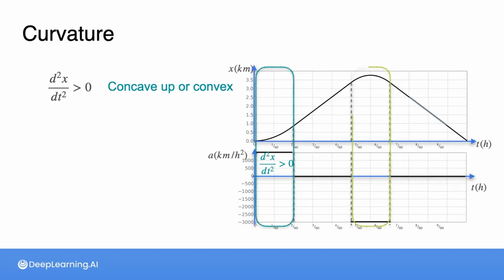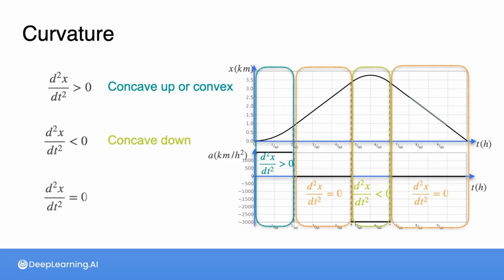Over here you have the opposite. Your function is concave down, and that happens when the second derivative is negative. For the other two, the second derivative is 0. For this, it's inconclusive, so you have no curvature.